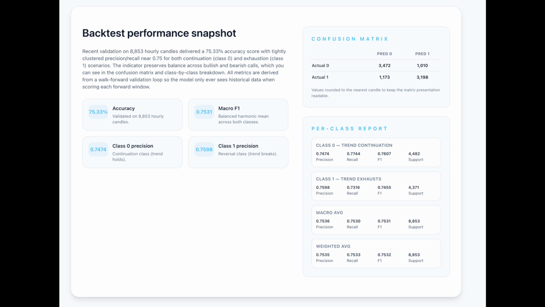Before we dive into the trading strategy, let me show you the model's raw accuracy. TS Marble validated the model on around 10,000 hourly candles using VectorBT testing. That means the model never saw the future data when making predictions. What about results? 75% accuracy, precision around 75% for both classes. It's really important. The confusion matrix shows it is balanced, not biased toward bulls or bears.